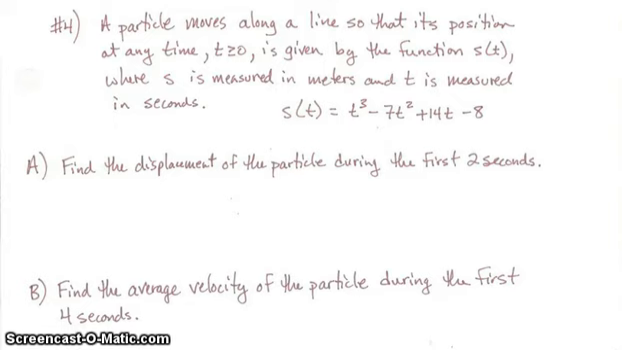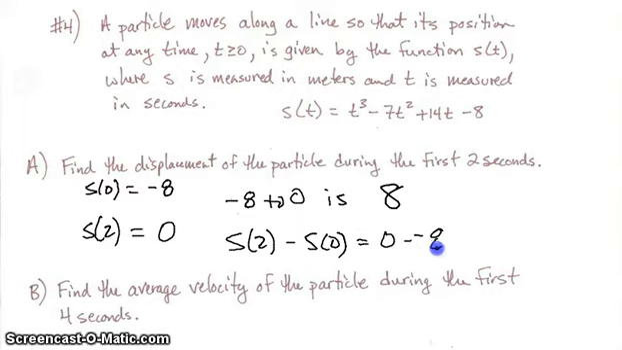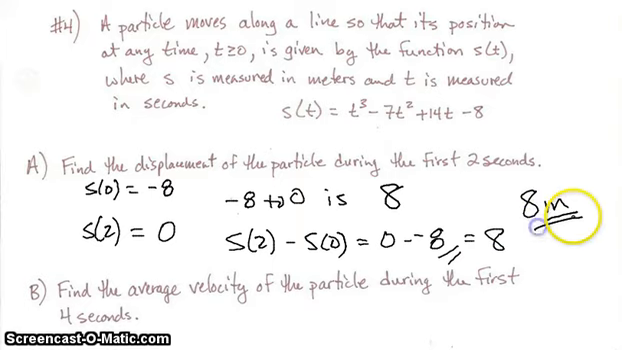Now remember, displacement, plug in. What's the difference? So I have s sub 0, and hopefully when we plug it in we get negative 8. Then at 2, when I plug in 2, my hope is you get 0. So from negative 8 to 0 is 8. Or if you think of it as s sub 2 minus s sub 0, I get 0 minus negative 8. So I get 8 no matter what, and that would be 8 meters.